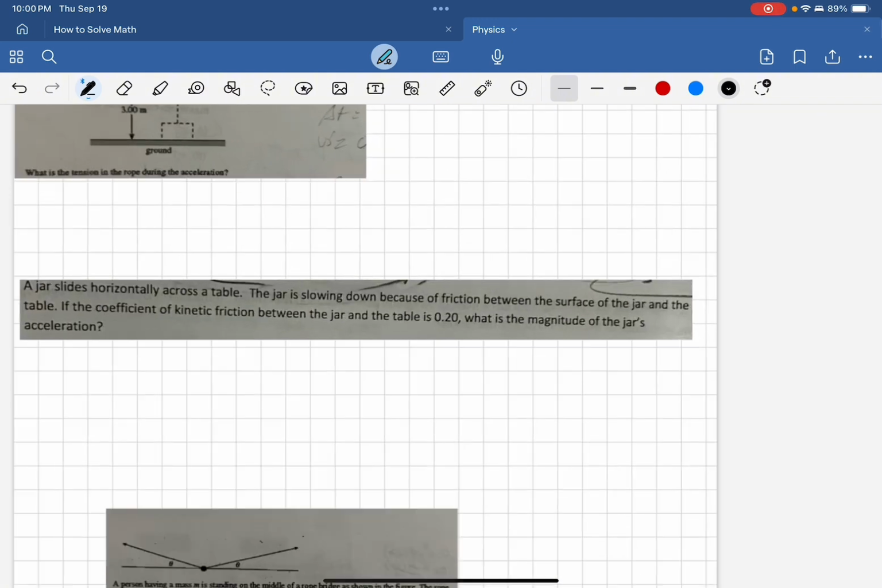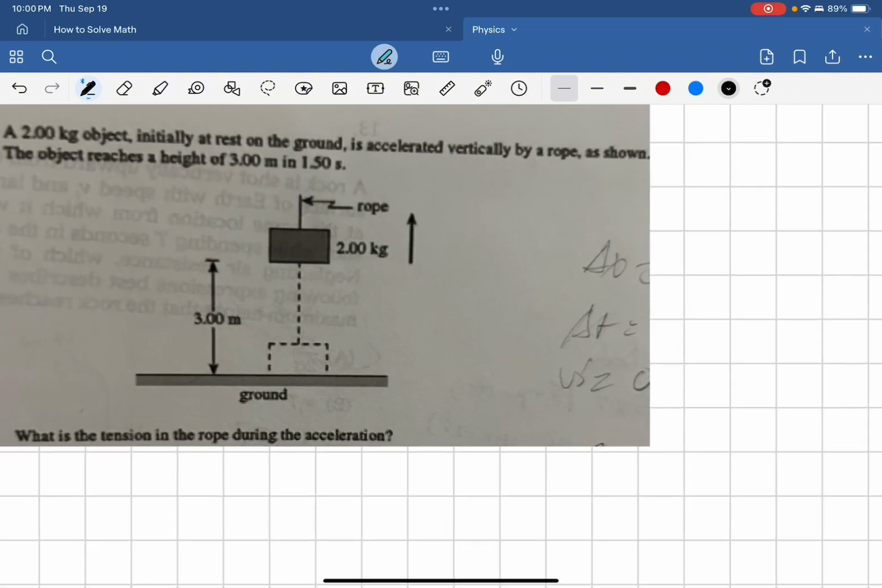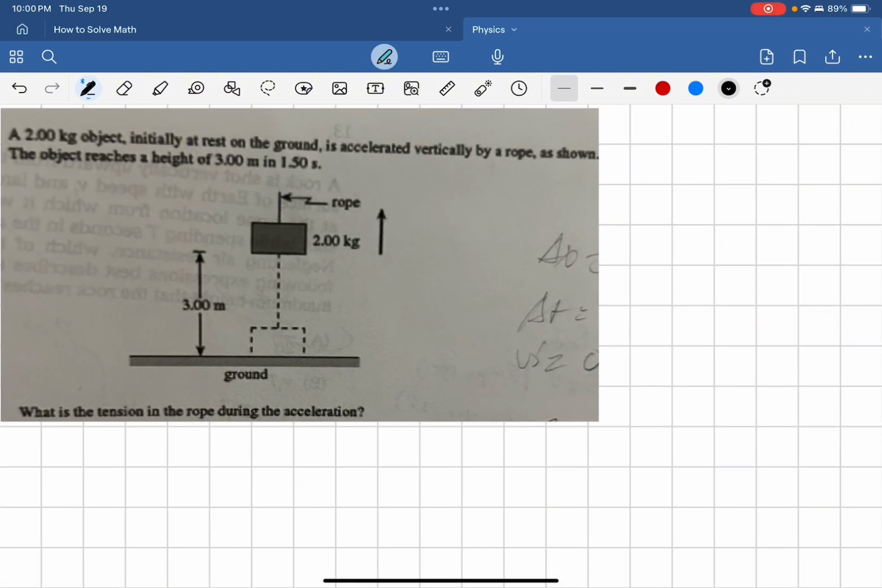Moving on, third page. Here it's telling us to find the tension in the rope during the acceleration. Let me read it first. A 2.00 kilogram object initially at rest on the ground is accelerated vertically by a rope as shown. The object reaches a height of 3 meters in 1.50 seconds. What is the tension in the rope during the acceleration?